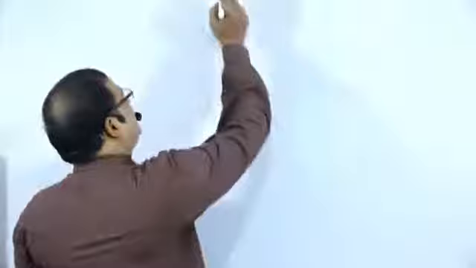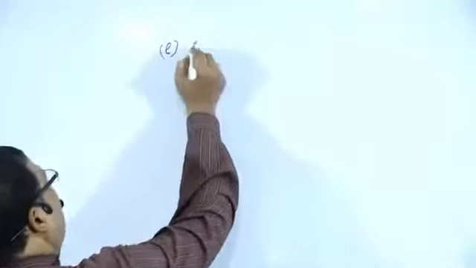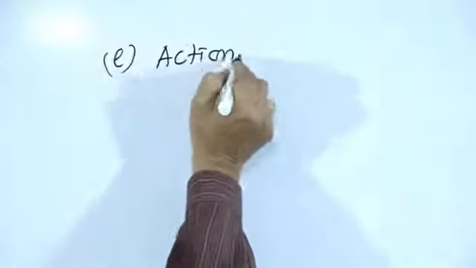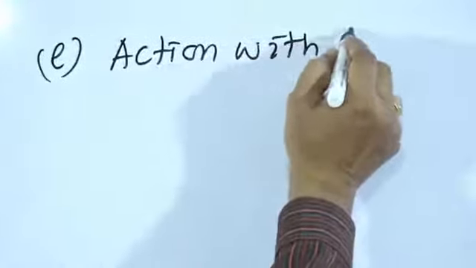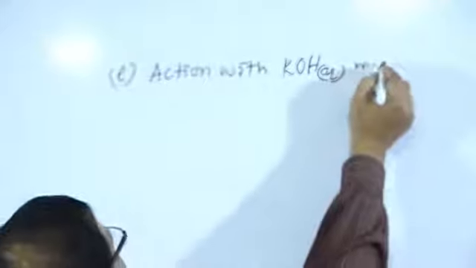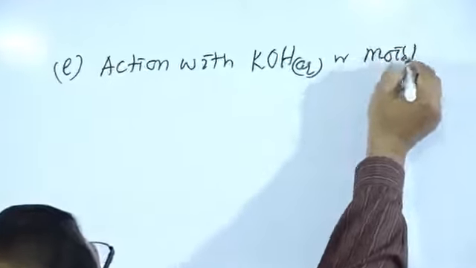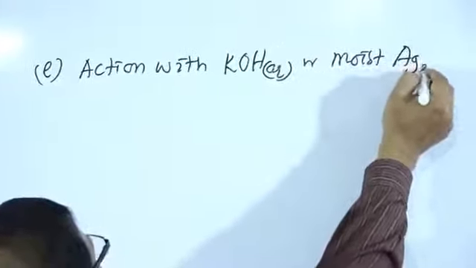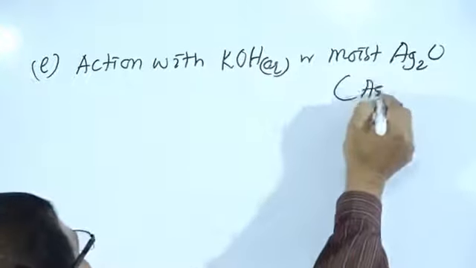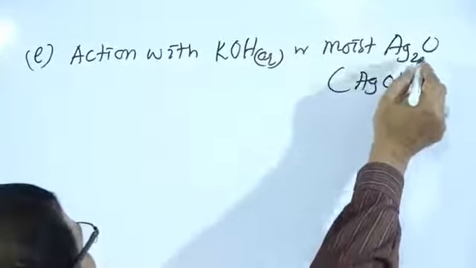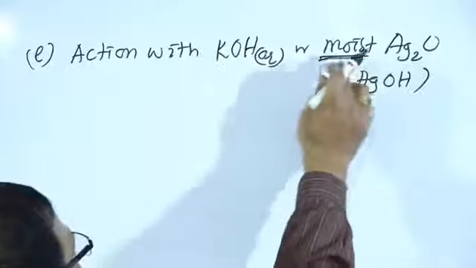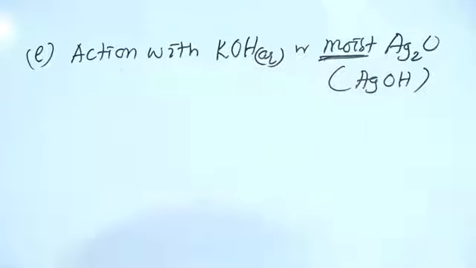Next, let's say the action of alkyl halides with aqueous KOH. Next one, action with aqueous KOH or moist Ag2O, that is AgOH. Moist, that is not dry. This is your moist Ag2O.